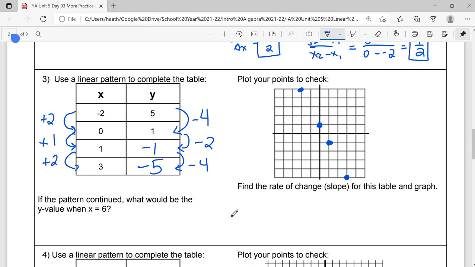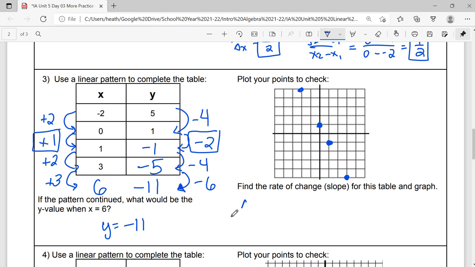So this next thing asks me, if the pattern were continued, what would be the y value when the x value is 6? Well, let's see. From 3 to 6 goes up 3. So how far would the y have to go up or down? Well, it's going to go down. And I can see from this row that when x went up by 1, y went down by 2. So if I'm going to go up by 3 on the x, then I'm going to have 3 times the change on y. So that's going to have to go down by 6. And that's going to give me a -11.